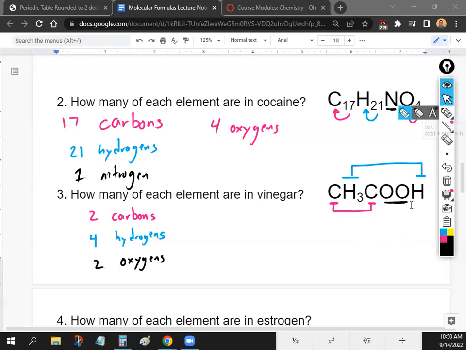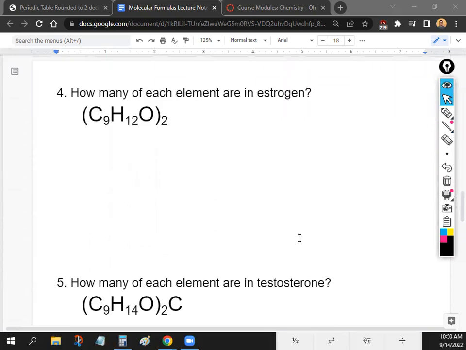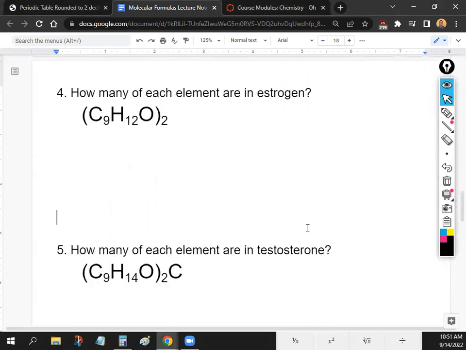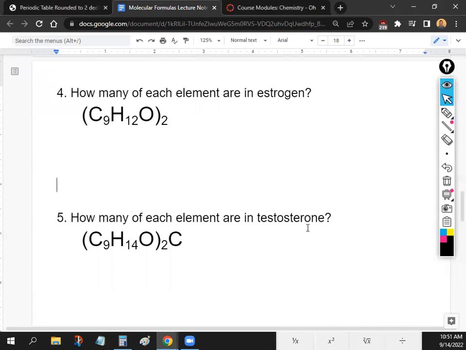Alrighty, let's go on to the next one. These are the last types of problems where you'll have to figure out how many elements there are. So let's go on to 4 and 5. Here we're going to be looking at estrogen and testosterone, which are the female and male sex hormones respectively. Sometimes you're gonna get these formulas where you have parentheses. When you have parentheses, what it's telling us is that you have to multiply everything inside the parentheses by the number on the outside, okay?